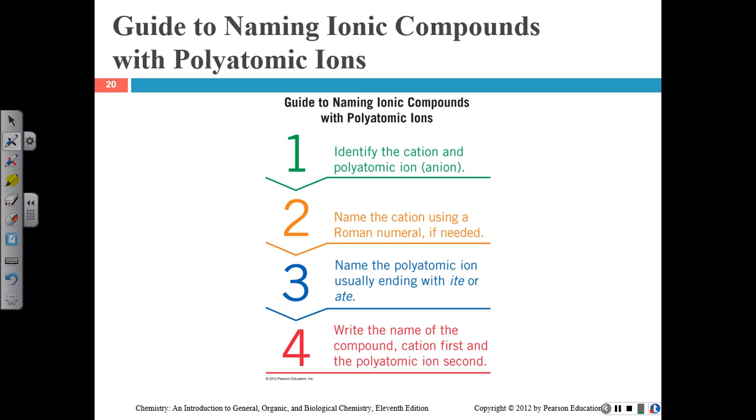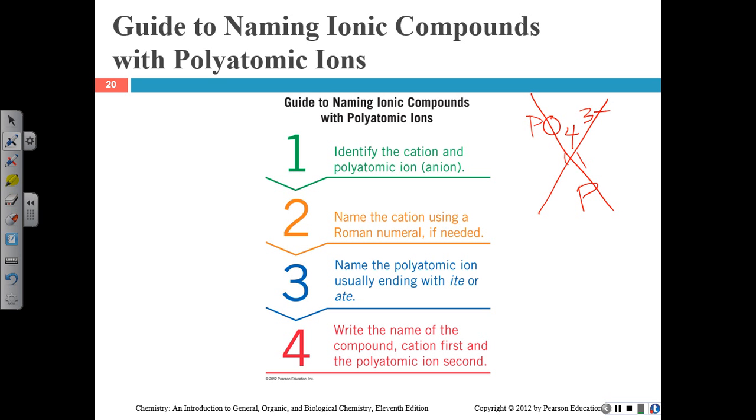Okay, so think about it. If you had, let's see, phosphate. Okay, if I drop the ATE and I say phosphide, now I'm talking about just a phosphorus atom. So you don't add IDE because then you go back to it not being a polyatomic ion. So you have to name it exactly like it is on the sheet there.